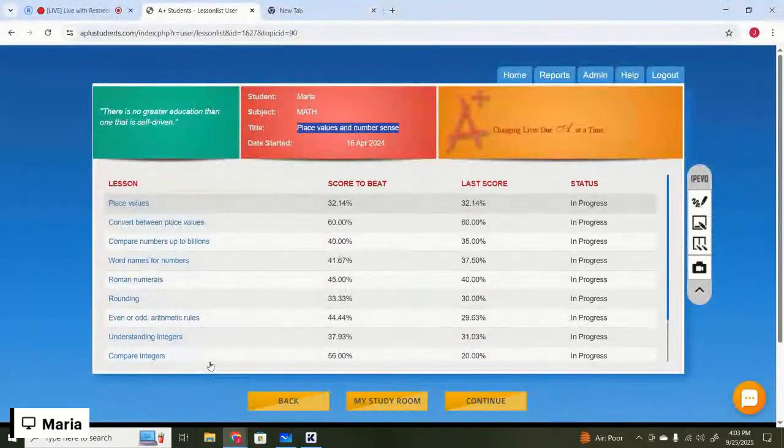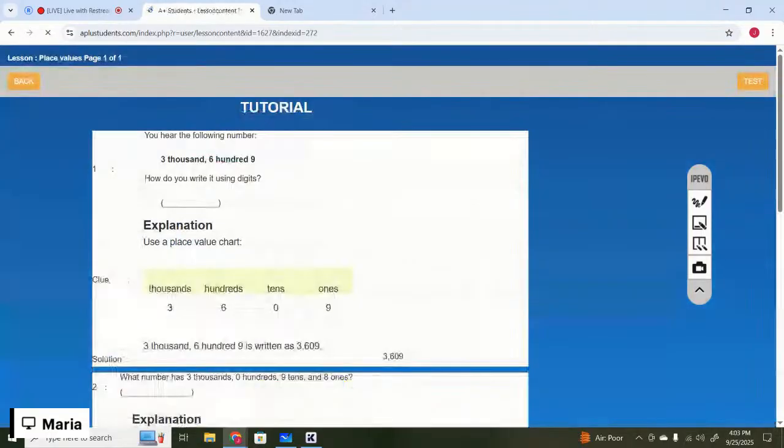Here I'm on grade 5 math. Let's just start with the lesson place values and number sense. Let's just start with the lesson that is place values. You hear the following number 3,003,609. So how do you write this number using digits? We need to make a place value chart.